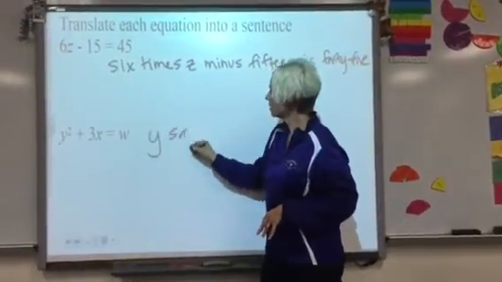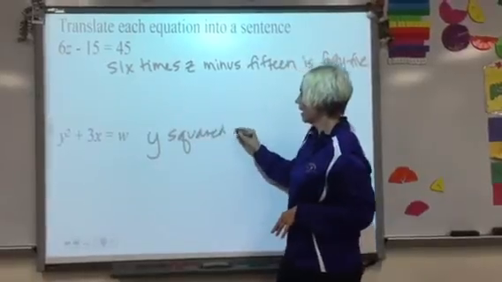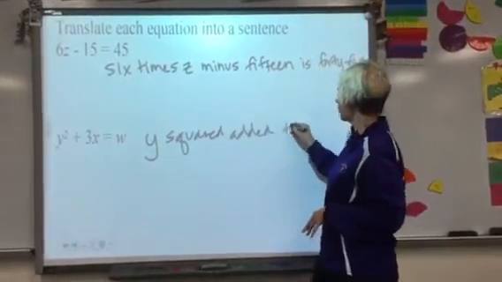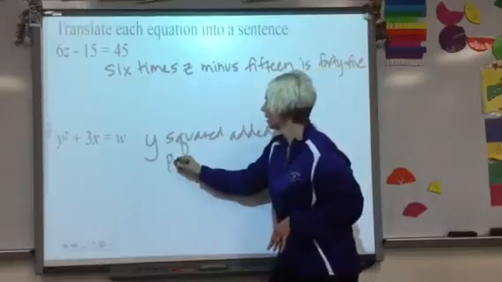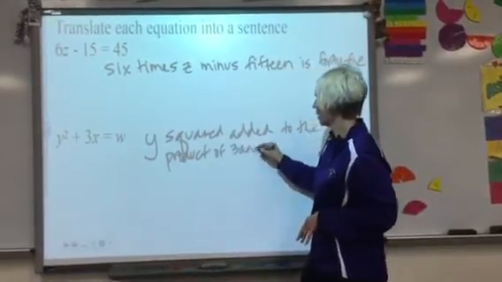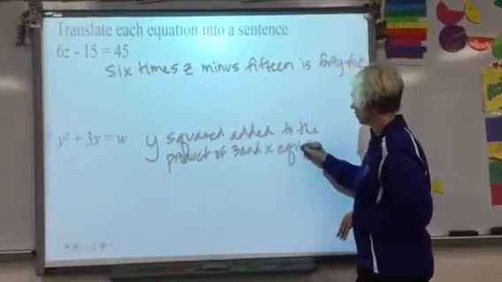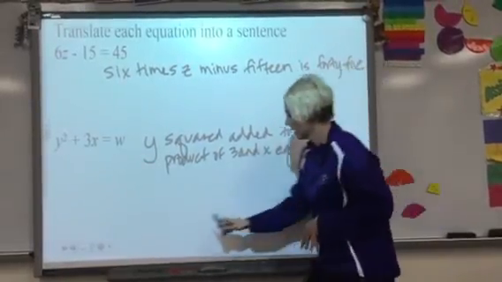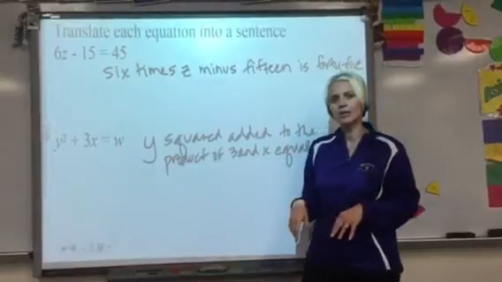Y squared added to the product of 3 and x equals w. Now you try in your notes.